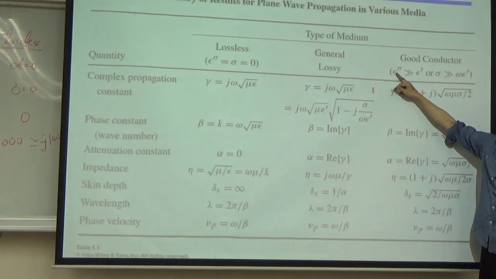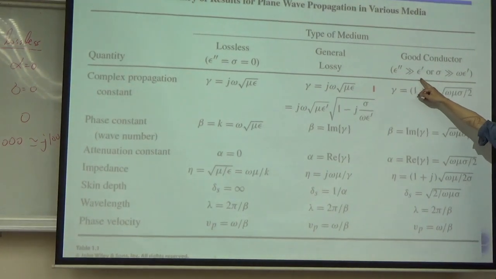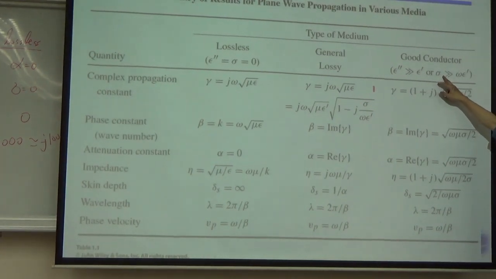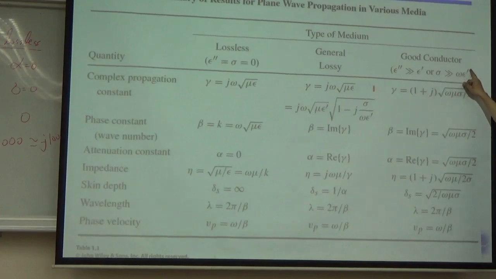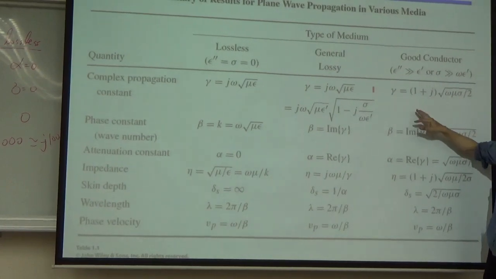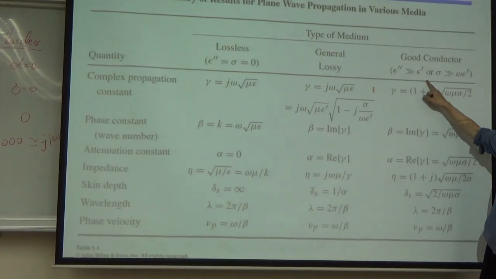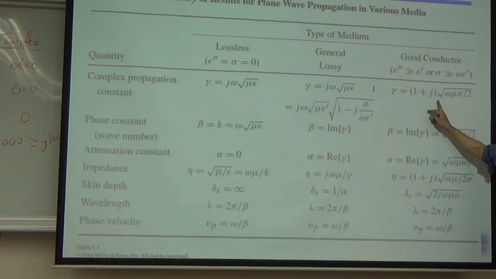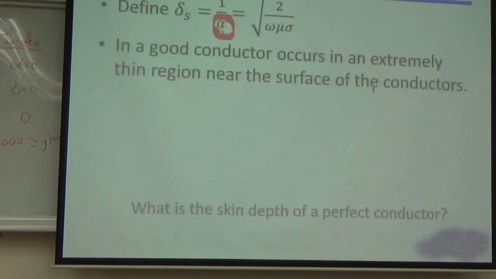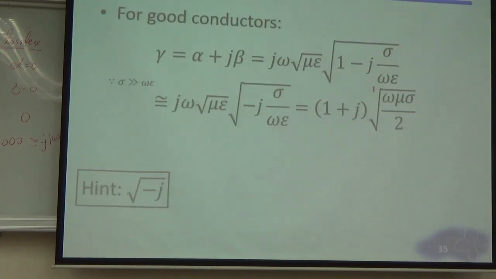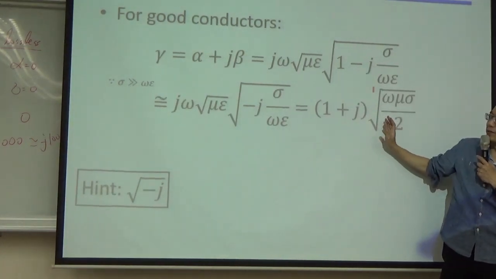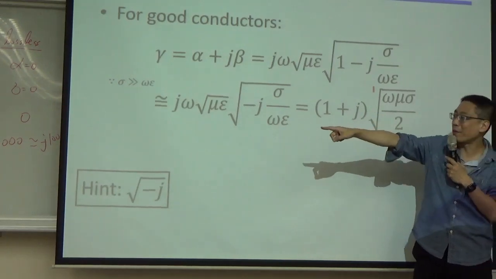When your epsilon double prime is much larger than your epsilon prime, and your sigma is much larger than omega epsilon prime, so they are similar. When you have that, this is what we calculate. You have this result, right? This is what we did on the last page. You remember that one, but if you forget this one, that is ridiculous. You should remember what we are doing here.